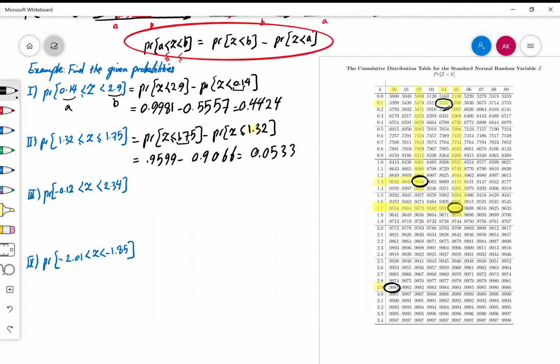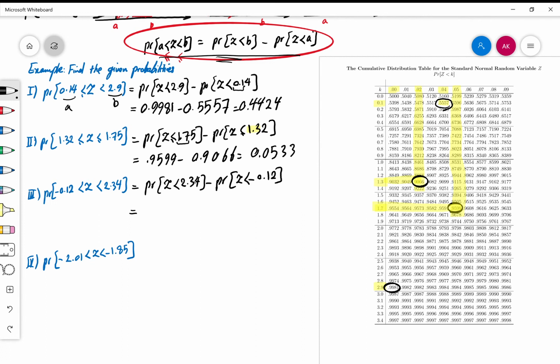Okay, this other one doesn't matter if it is negative or positive. This formula is true for all a and b. So this will be probability of Z less than 2.34 minus probability of Z less than the smaller one, which is negative 0.12. But when it comes to this point, well, I can find this from the table that's there.